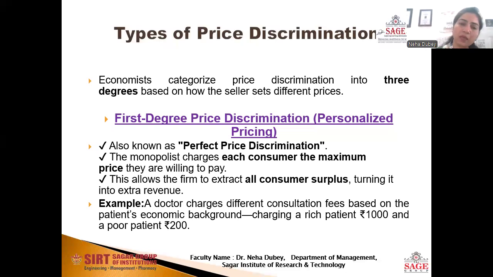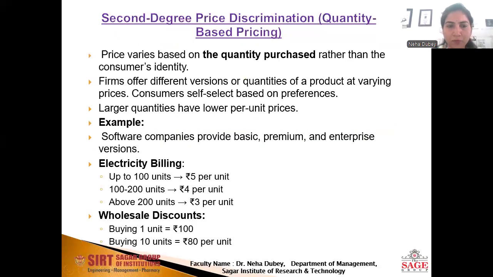For example, as I already told you about the Apple iPhone launching, another example is a doctor who charges a different consultation fee based on the patient's economic background. The person who is ready to pay 1,000 can, and for a poor patient the doctor can charge 200 rupees. It's just an example, and the base example is the launching of the Apple iPhone.